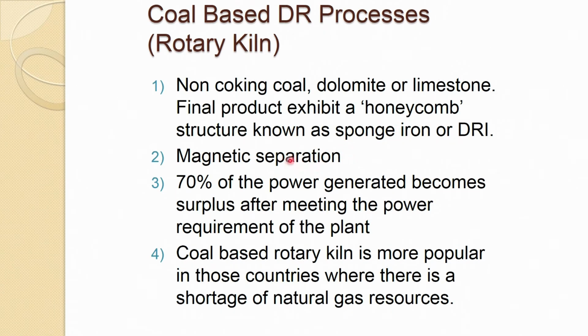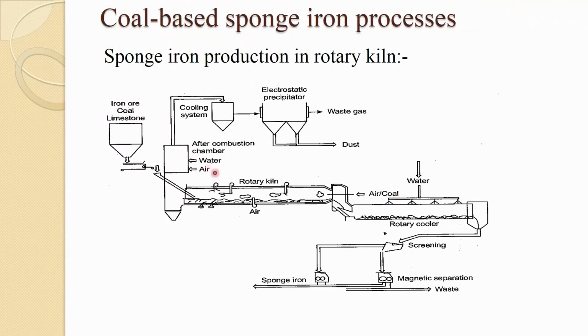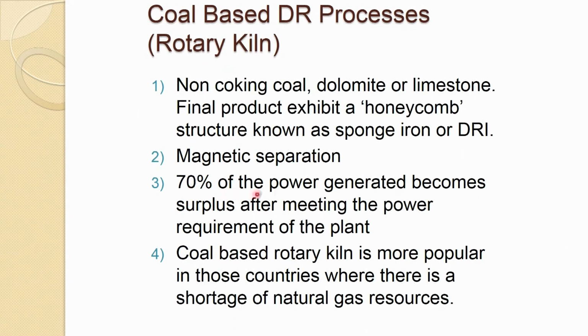Magnetic separation is used to separate it from the waste, and 70% of the power generated becomes surplus after meeting the power requirement. So, here the gases which are coming are combusted and used for the power supply, and that is why it is mentioned that 70% of the power generated becomes surplus after meeting the power requirement of the plant.